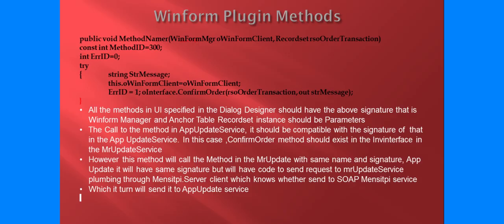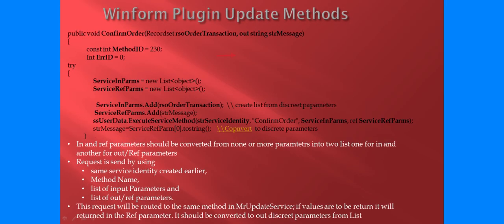App update will have same signature, but will have code to send request to Mr. Update service plumbing through MinSitP server client, which knows whether to send to SOAP MinSitP service, which in turn will send it to app update service. In and ref parameters should be converted from zero or more parameters into two lists, one for in and another for out ref parameters. Request is sent by using same service identity created earlier: method name, list of input parameters and list of out ref parameters.